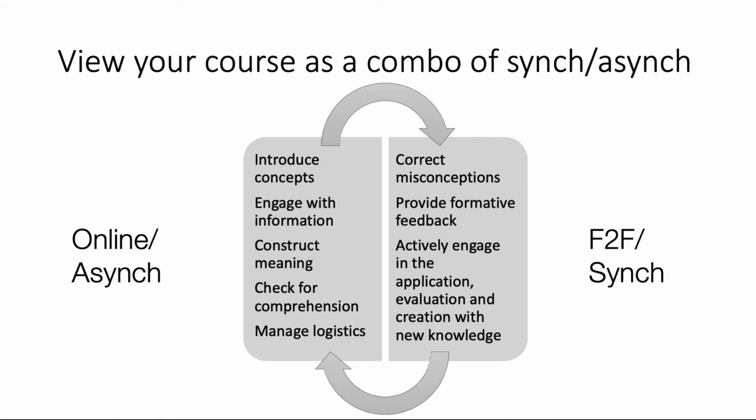So, for example, the column on the right lists some tasks that tend to be better reserved for synchronous engagement. For example, actively engaging in application, evaluation, or creation of knowledge with one another in conversation, possibly even correcting any misconceptions, or providing formative feedback to students that are going to help them advance and improve their performance.